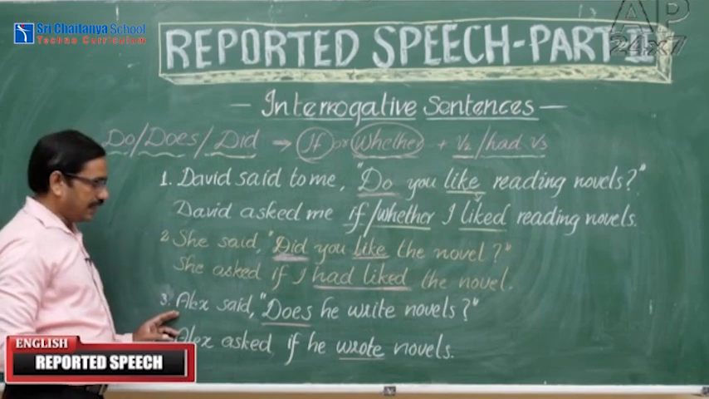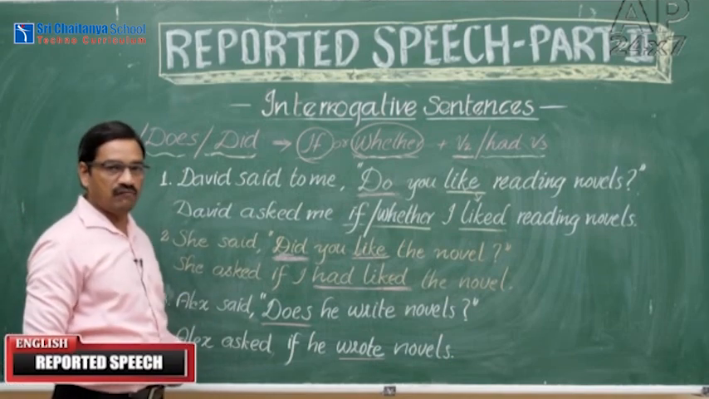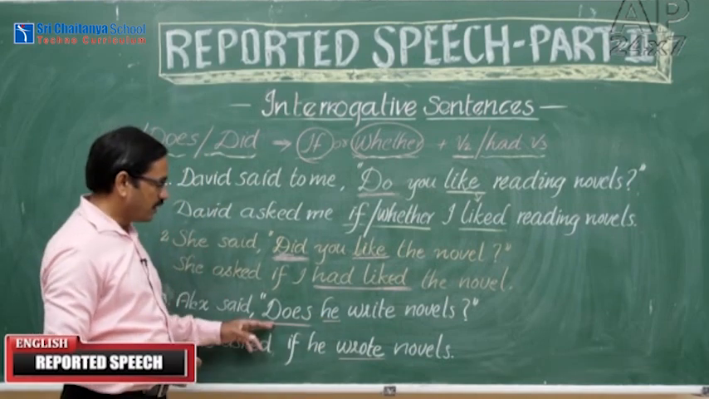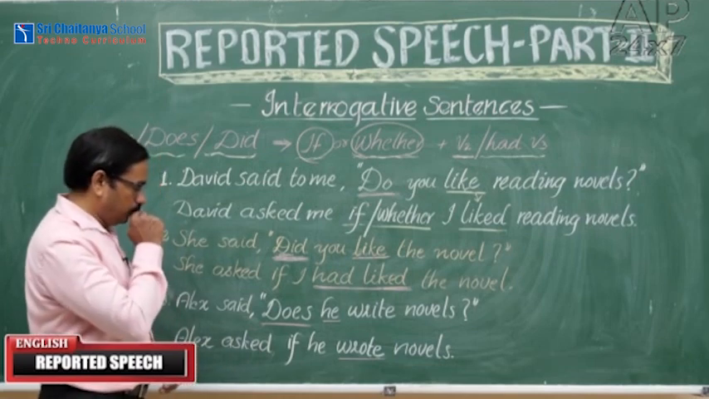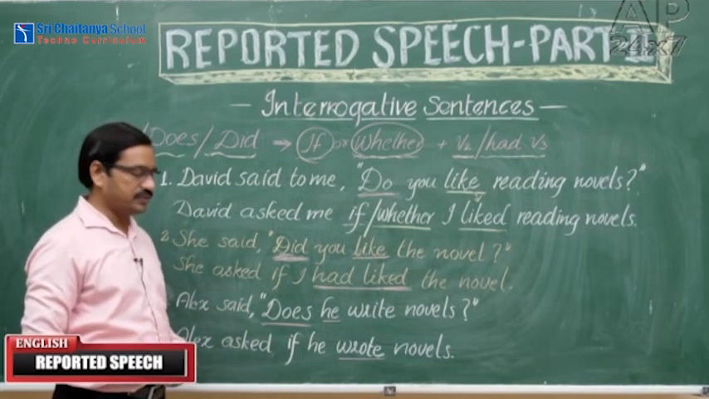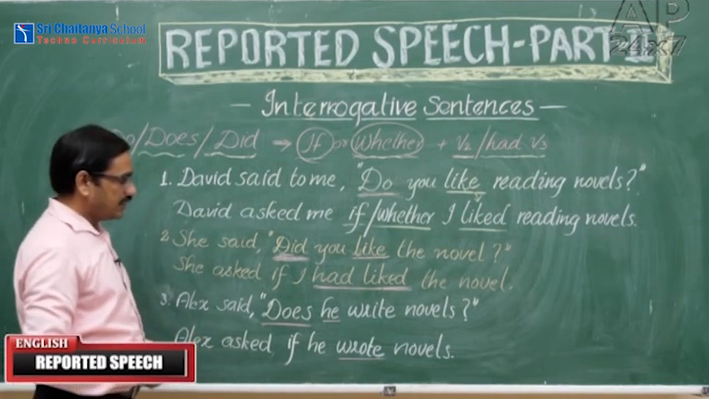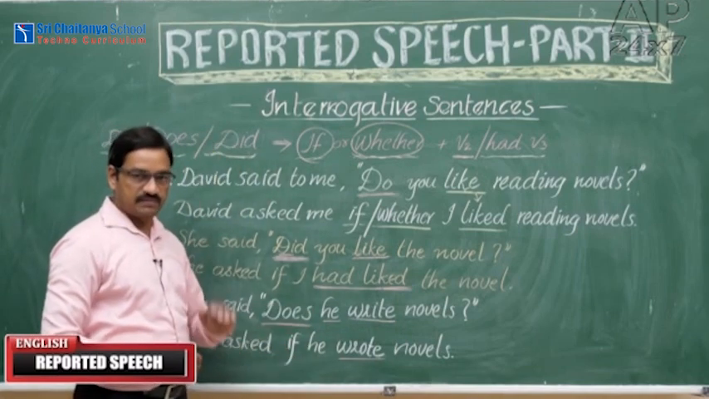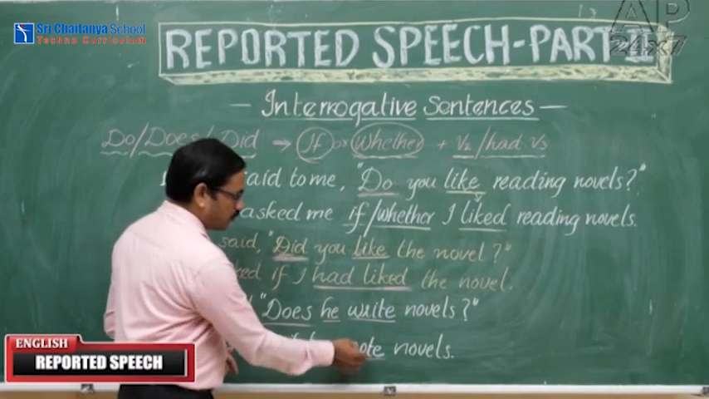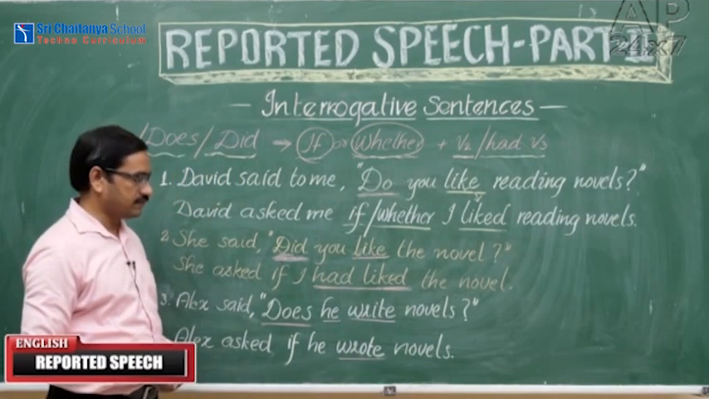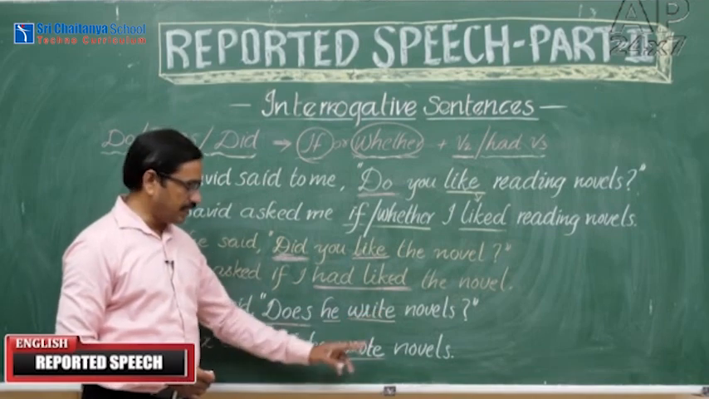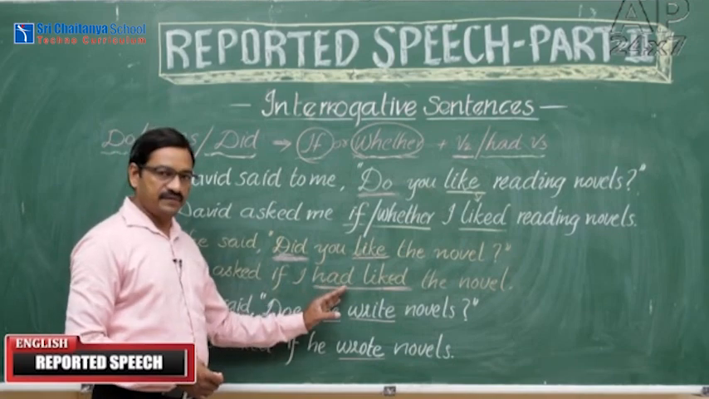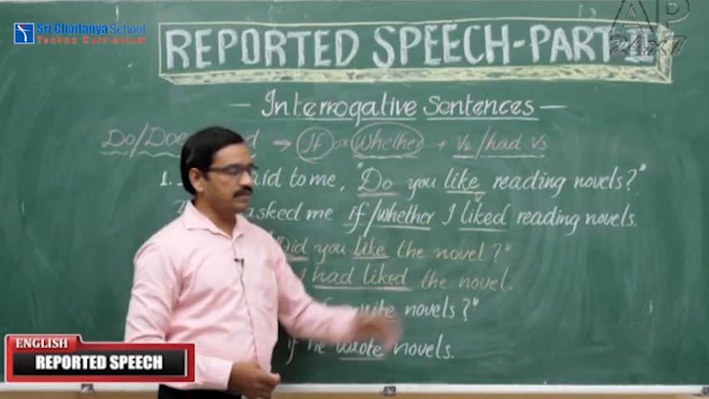Three. Alex said, "Does he write novels?" So here third person singular subject came, so we have used the word does. Alex asked if he wrote novels. So the main verb is write, present tense. So present tense becomes past tense verb. So write became wrote. If he wrote novels. So does write became wrote. Present tense became past tense. Past tense became past perfect, had V3. Here also present tense became past tense.